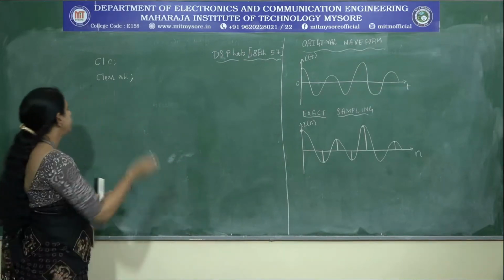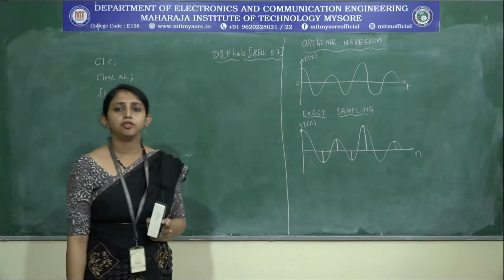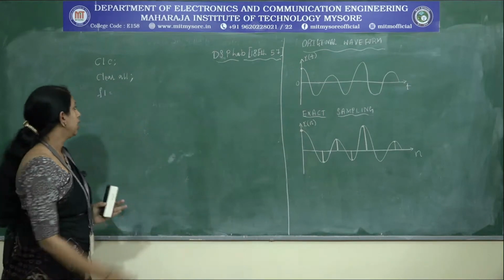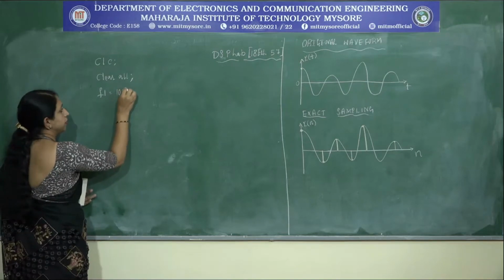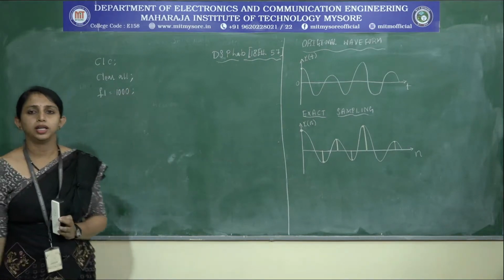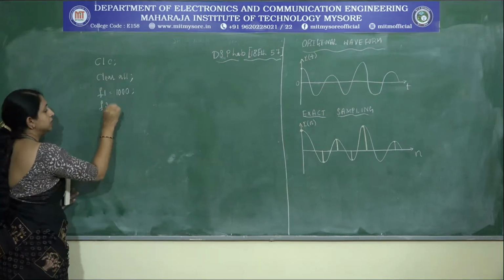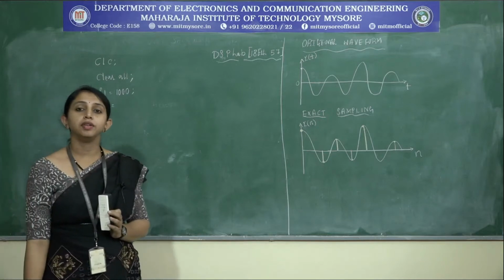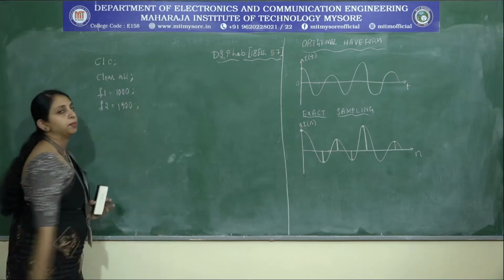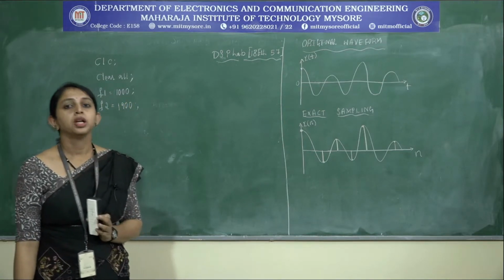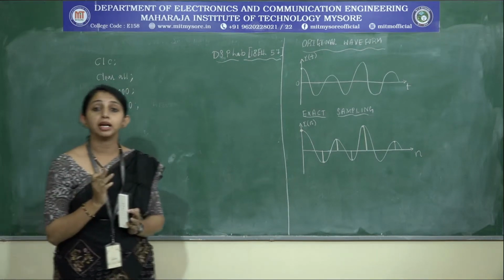Okay. So now for any wave we need a frequency, right? So every wave will have a frequency. Now I'll consider the first wave frequency as 1000, or 1 kilohertz. And similar to that, I'll go for a second wave, which is nothing but F2, which is having a frequency of 1900, 1.9 kilohertz.